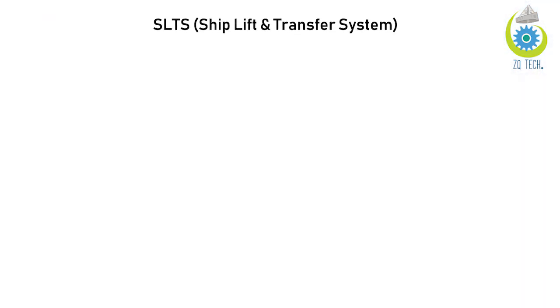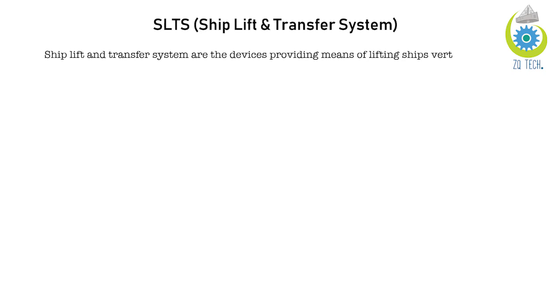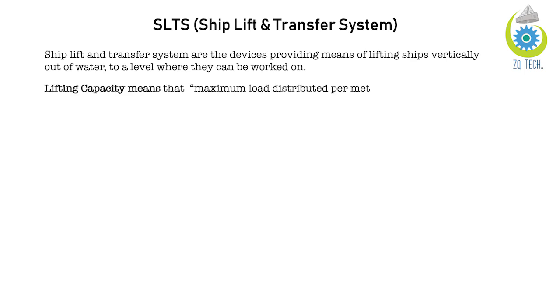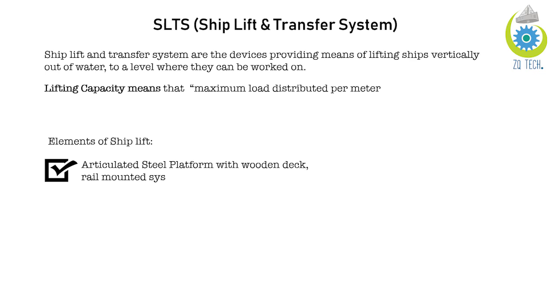SLTS, Ship Lift and Transfer System. Ship lift and transfer systems are devices providing the means of lifting ships vertically out of water to a level where they can be worked on. Lifting capacity means the maximum load distributed per meter. Elements of ship lift: an articulated steel platform with a wooden deck, a rail-mounted system, and blocks attached on the deck.